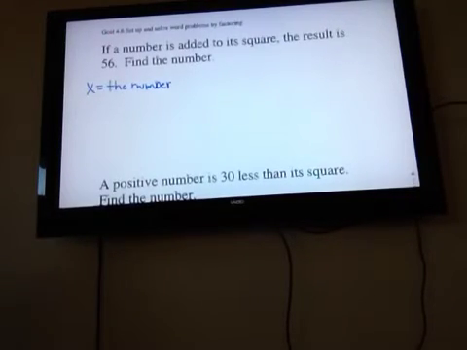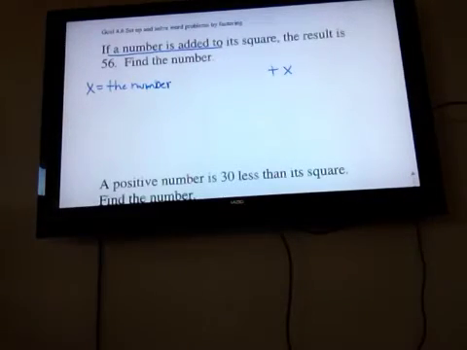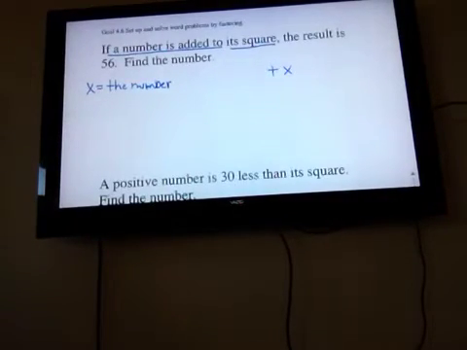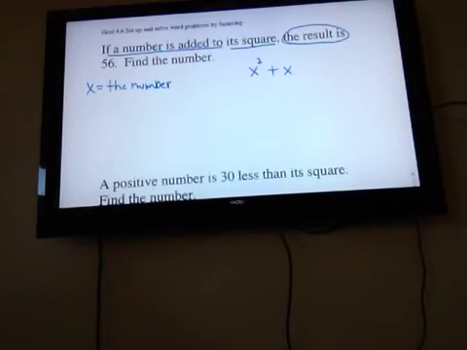Alright, so I'm going to pull it apart piece by piece. If a number is added to, so we're going to plus x. We're adding it to something. We're adding a number to something. If a number is added to, so we're adding it to its square, which means x squared. The result is, there's my equals, 56.